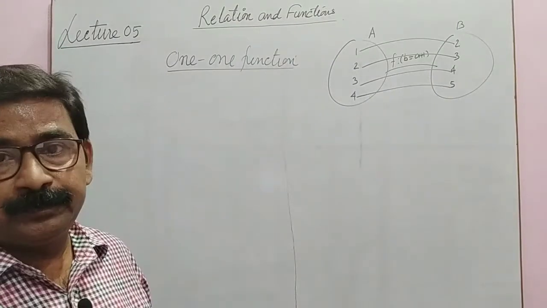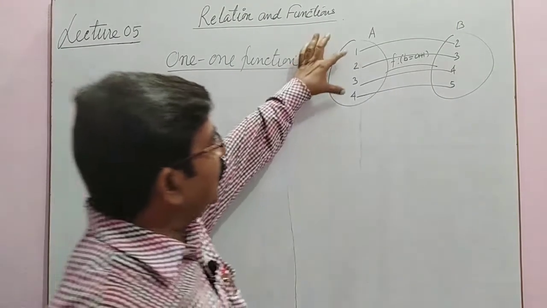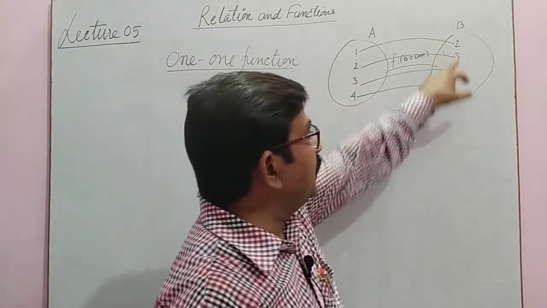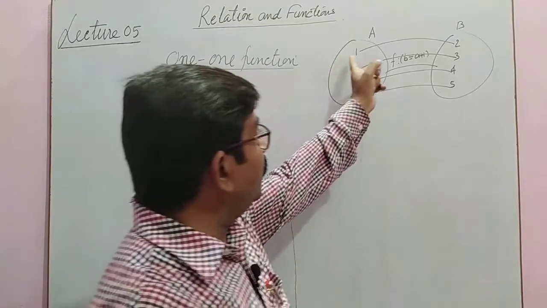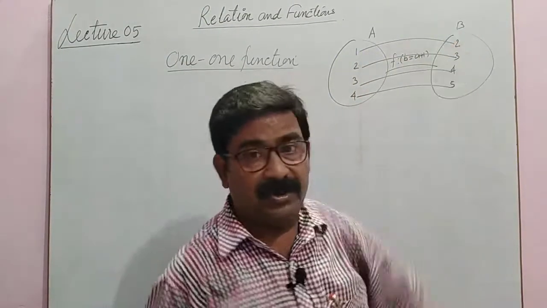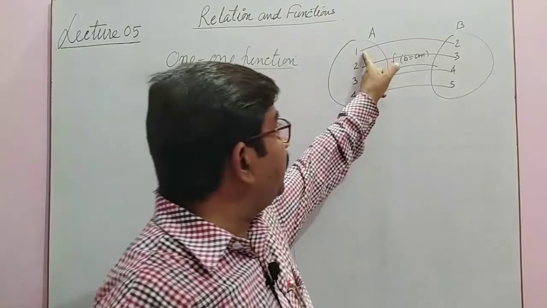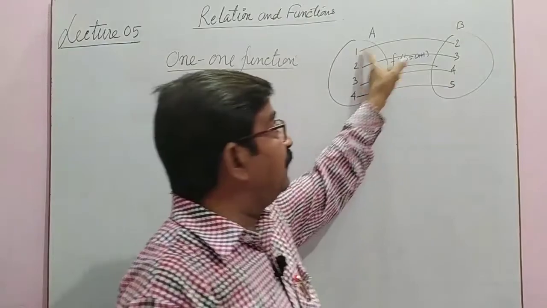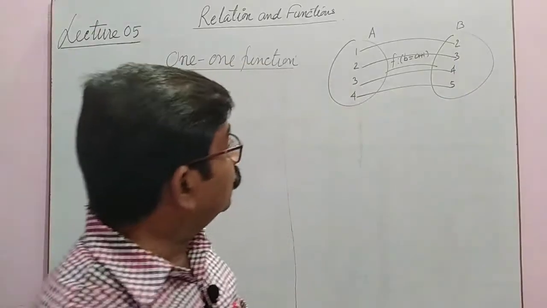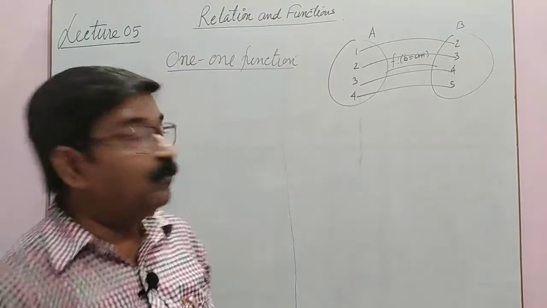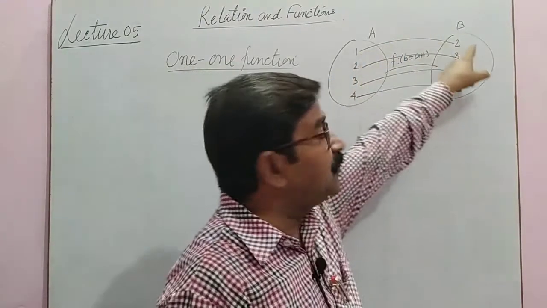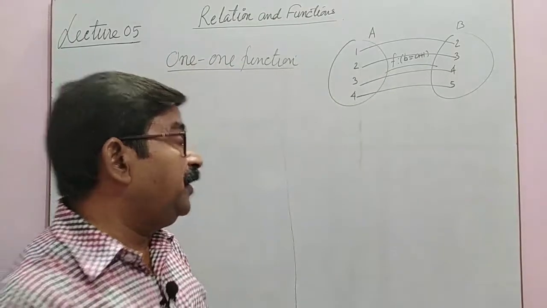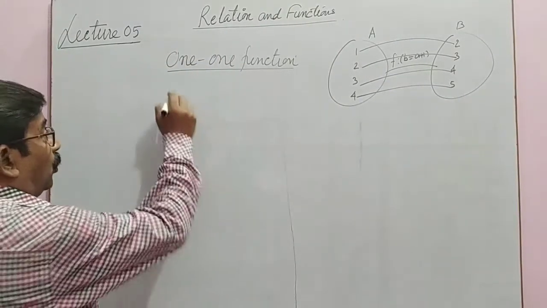Try to understand. All the elements of set A, 1, 2, 3, 4, have a unique image in set B, and one pre-image has only one image. So this function is called one-one, means one element is pairing with one. This is called one-one. Got it? Now onto function.